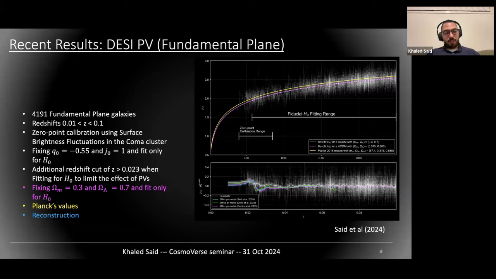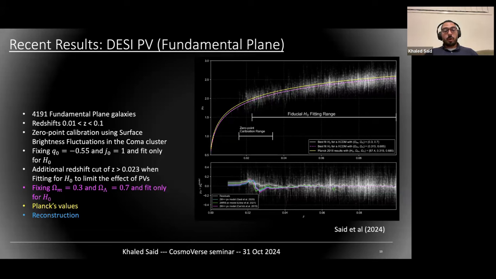So we got a very weird value for Q naught. How much did you get for Q naught? Well, it was very, very unphysical, so it doesn't make any sense. It was like 3, but the error was plus or minus 10 or something. But for J naught we got 1, and for H naught we got 70, which is very low.